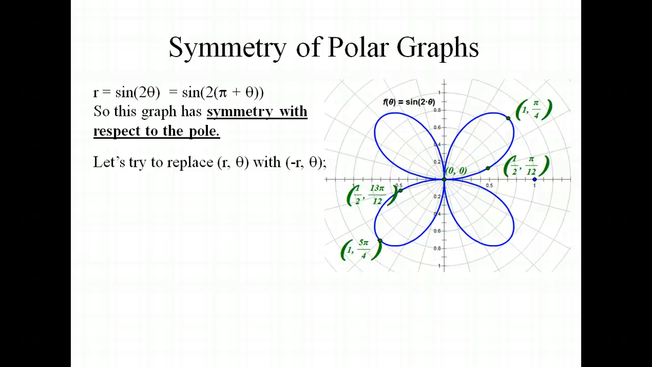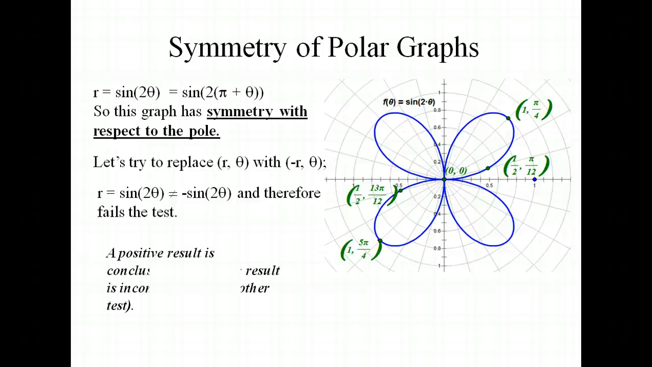Okay, the other test for symmetry with respect to the pole is to replace r, theta with negative r, theta. So let's go ahead and try that. And what happens here is that you end up with a false test. But we already showed that it has symmetry with respect to the pole, and you can see that it does by looking at the graph.